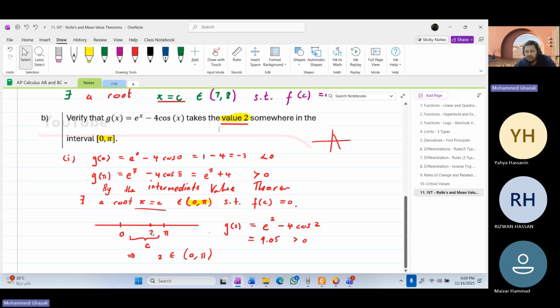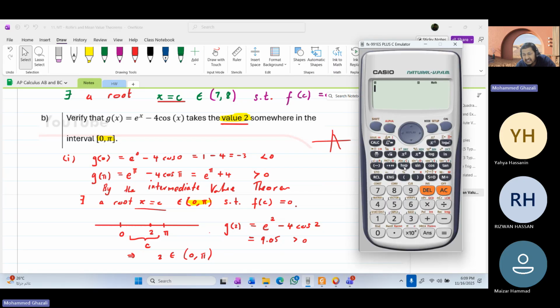But why does this help us? Because look at my function now. My function is e to the power x. Let's take any value between 0 and pi. Let me take 1. e to the power 1 minus 4 cos 1. I need to put my calculator on radians mode. See what my answer is. I think I need to reduce more, because this gives us an indication that the answer is squeezed between 0 and pi.